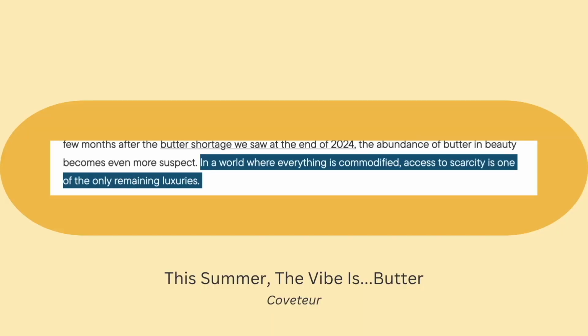Food as a status symbol is nothing new. But in our oversaturated world of advertising, it's becoming more obvious how brands and the wealthier classes can use their excessive wallets to use food as props or inspiration for the few to enjoy, whilst the tightened wallets of the many go without or have to use something like Klarna or Afterpay to buy groceries with. As mentioned in the article, this summer the vibe is butter. In a world where everything is commodified, access to scarcity is one of the only remaining luxuries. I mean, if that's not offensive.